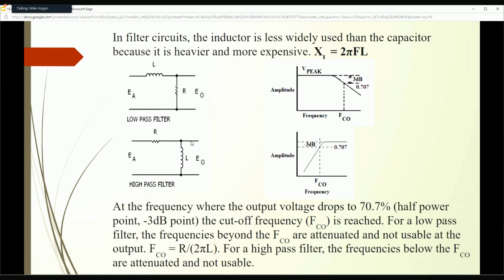Well, if that is what I am taking my output across and it provides very little resistance, especially when compared with this resistor, then at low frequencies all of the voltage is going to be dropped across this resistor. So if I've got 10 volts AC at a low frequency, it may be 9.9 volts dropped across this resistor and only 0.1 volt dropped across the inductor.